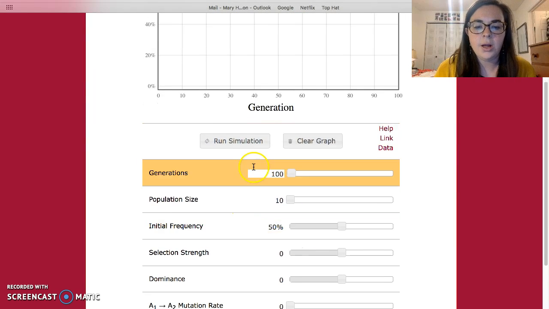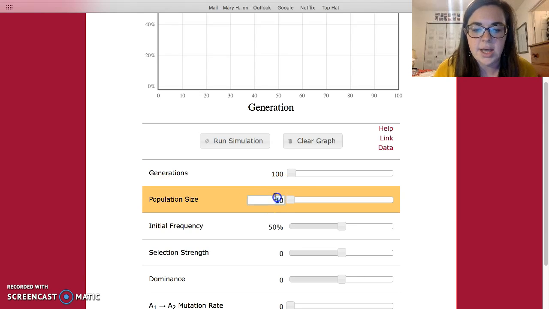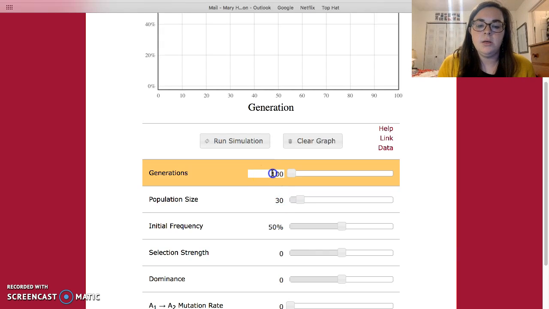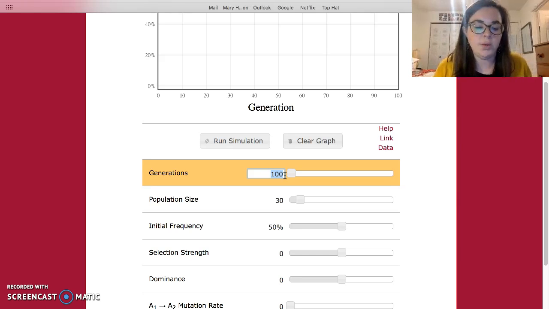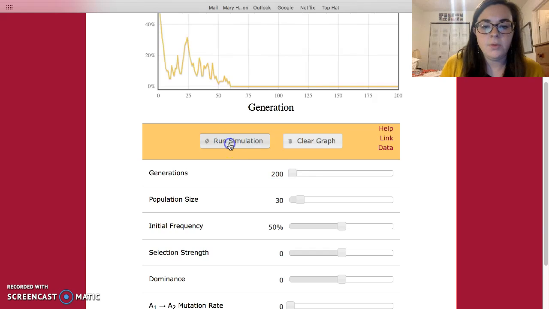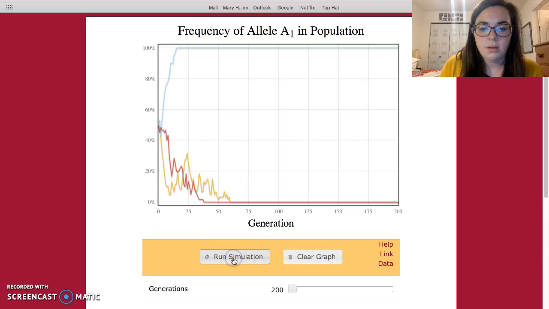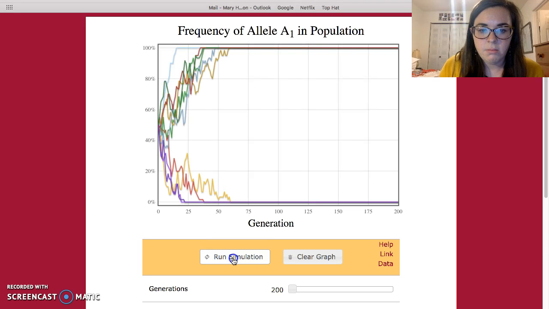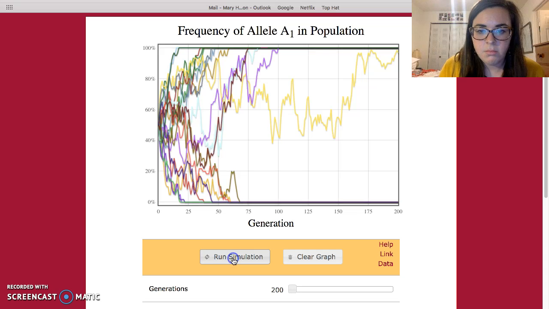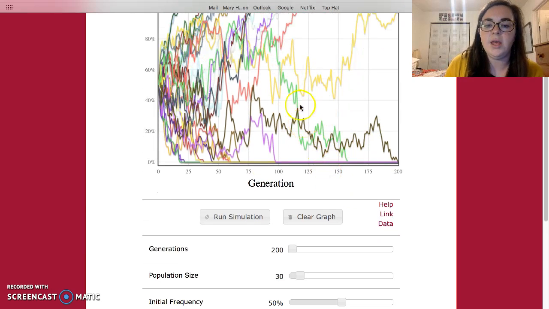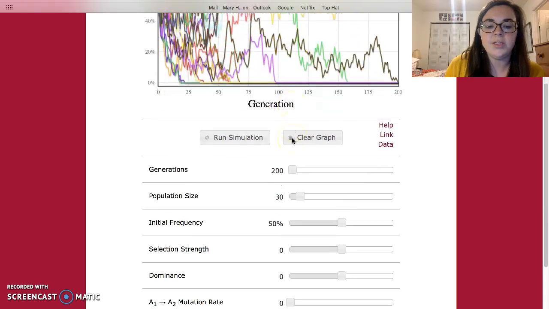So if you were to increase your population size, just pick a random number. Let's do 30. We're going to assume that 30 times 4 is 120. So after 120 generations. So we want to see maybe 200. Run simulation. And it eliminated very quickly. And the more times you click, the more data you will get. And some of these are kind of closer to what we would expect.